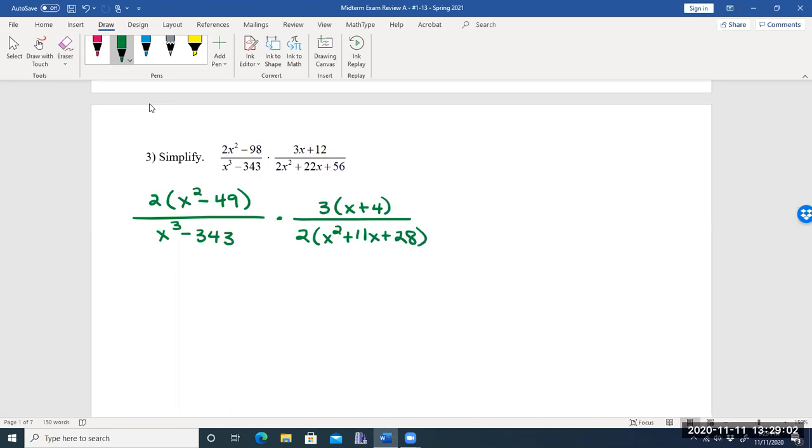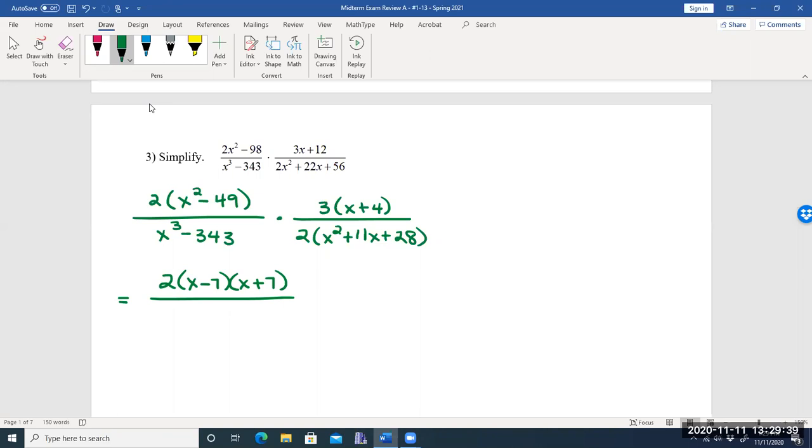Now, when you are multiplying two fractions, you do not need a common denominator. We're just going to factor all of these, and look to cancel any common factors in the numerator and denominator. All right, so back up to the first numerator. X squared minus 49 is a difference of squares. It will factor as x minus 7 times the quantity x plus 7. So that's our difference of squares.